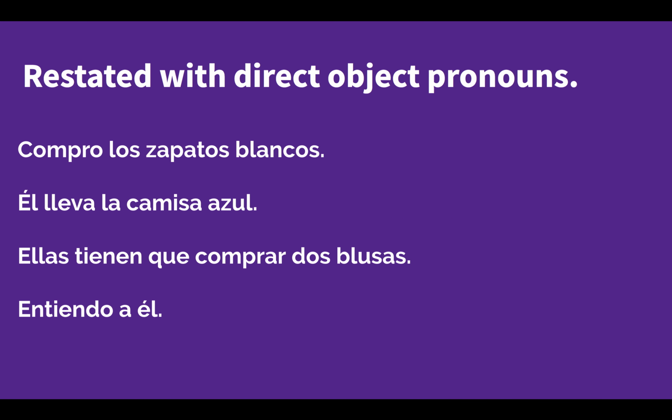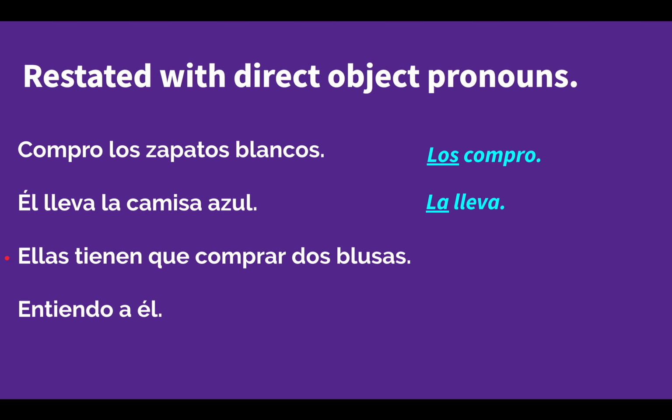Now we're going to take a look at the sentences in Spanish with the direct object pronoun replacing that direct object in the sentence. So the first sentence says, compro los zapatos blancos. The direct object is zapatos, so we're going to replace zapatos with los because it is masculine and plural. So we get los compro. The next one says, él lleva la camisa azul. The direct object is la camisa. It's feminine singular, so we replace it with la and we get la lleva.